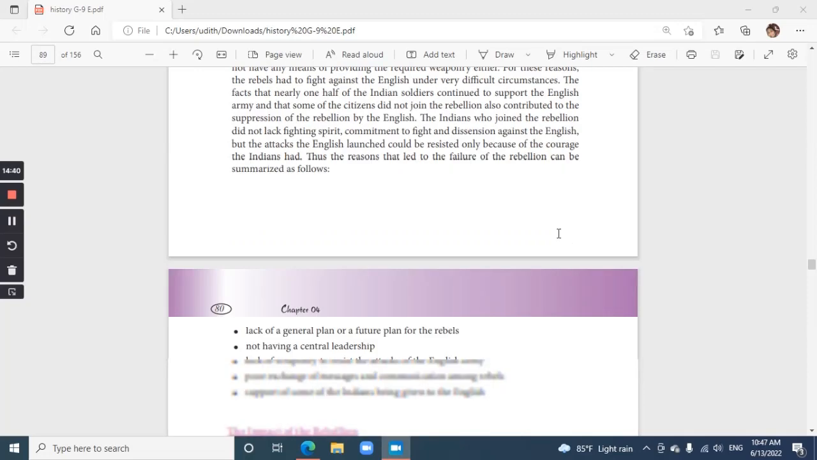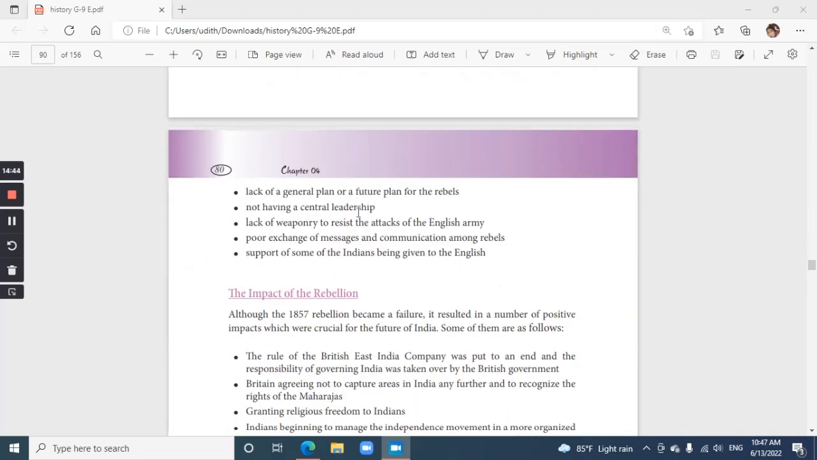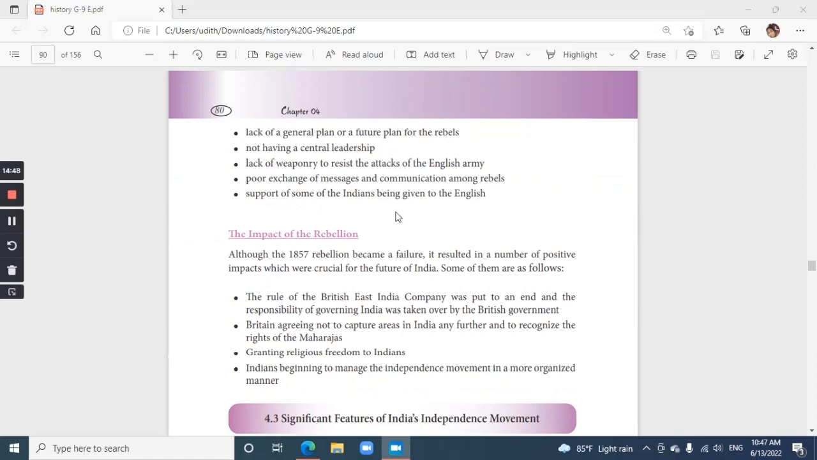Okay, so if we summarize them into points, here is the summary of these important points. Lack of a general plan or future plan for the rebels. If we take it simply: no plan, no planning, not organized. Not having a central leadership. There was no leadership for the rebellion.